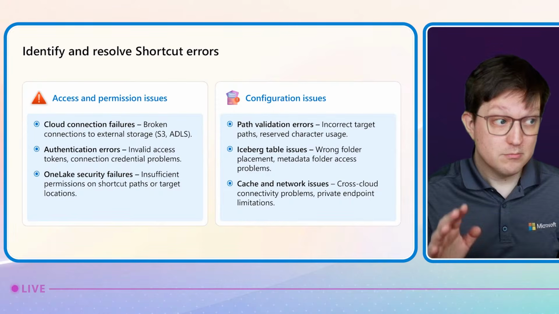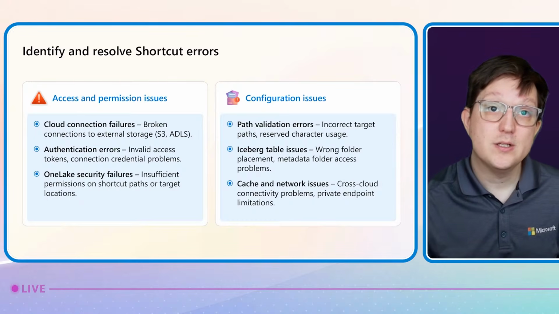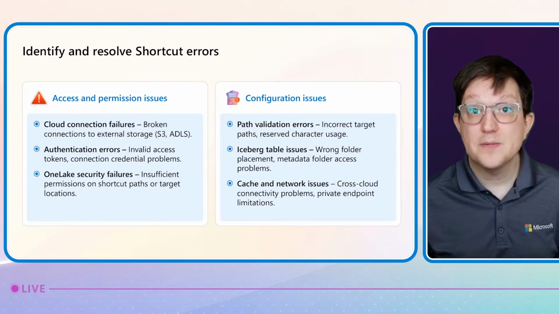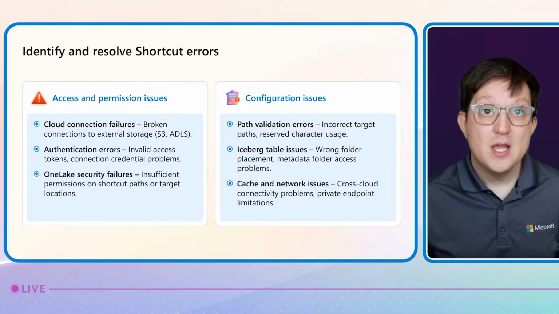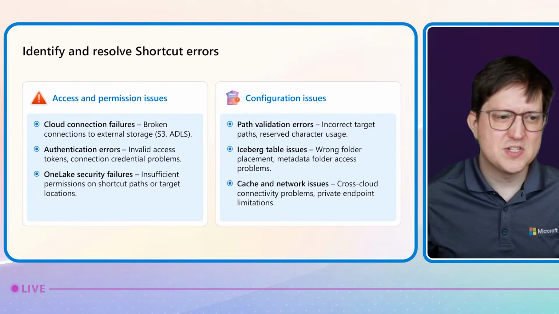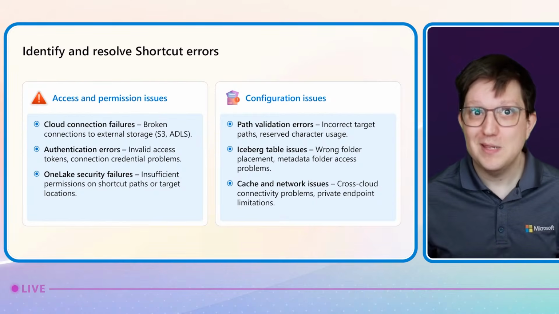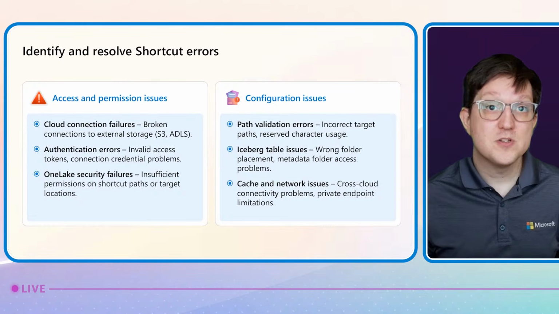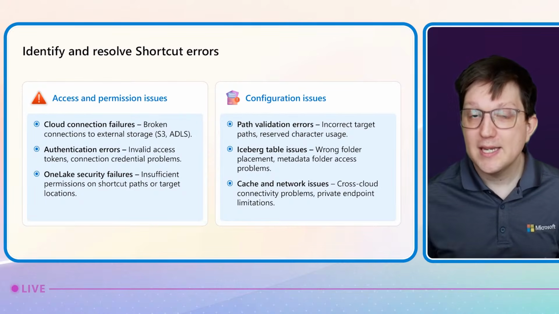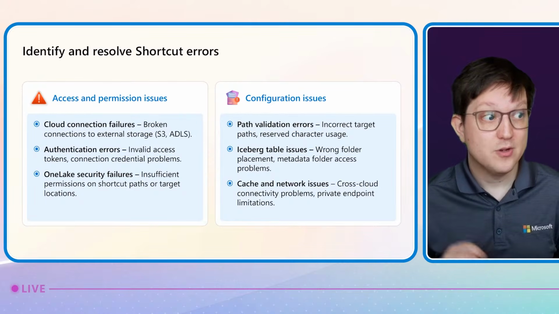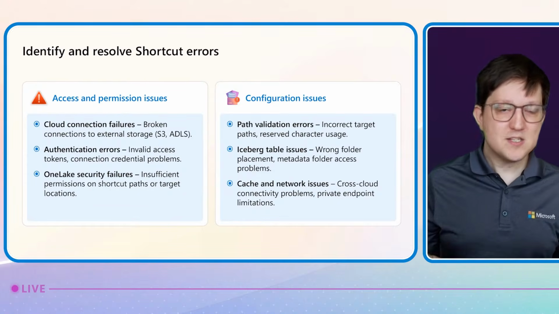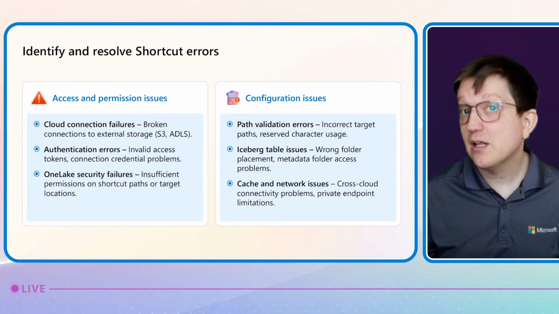Now, shortcuts, remember, these are just a symbolic link. So if we see an error, this allows us to easily identify if something has changed on the other side of the fence. Path validation, if we try and resolve a path, it tells us if something's wrong. Also tells us if we've used a reserved character that shouldn't be there. Iceberg table issues are focused on folder placement, metadata folder access, and things not being in the right order. And caching and network issues are, as they sound, something's wrong with the network level, and we need to work out what's happening there. On the access and permission side, there's going to be things like cloud connection failures.